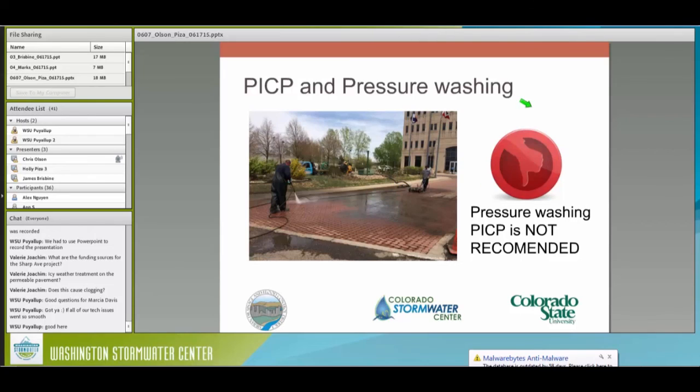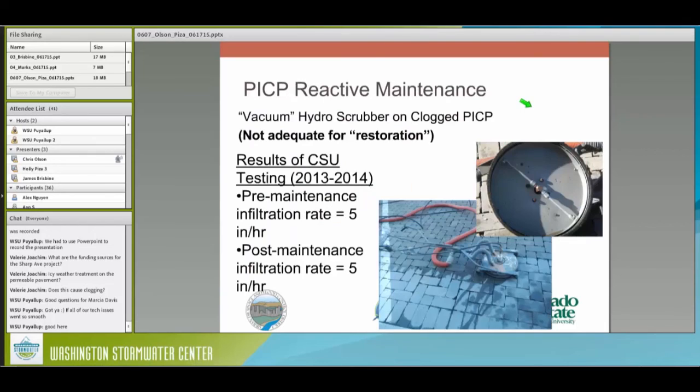So it appeared to be effective, but then when we measured infiltration rates using this test again in Fort Collins, we found that the infiltration rates actually decreased after doing pressure washing. We think that's because although we were dislodging some surface sediment, we were also pushing that sediment further down into the base layer and creating a below ground sediment cake layer, if you will. ICPI also does not recommend this, so just something to consider.